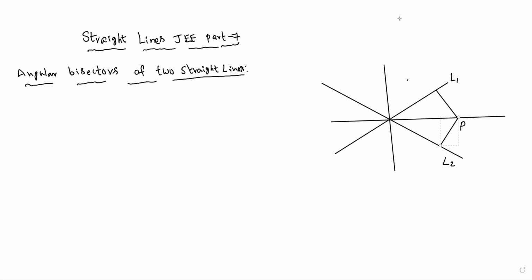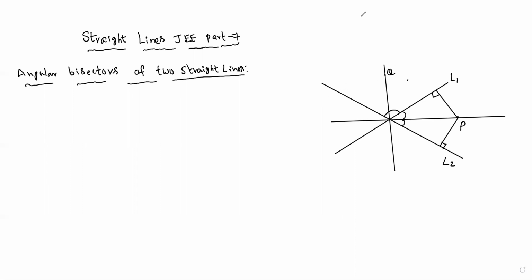Now here both are clearly perpendicular to the lines. Their angle is clearly 90 degrees. Here also 90 degrees. And there is one more angle made between these two lines, that is an obtuse angle here. This is clearly an acute angle. Now on this, I'll take one more point, some other point on the locus, that is Q.